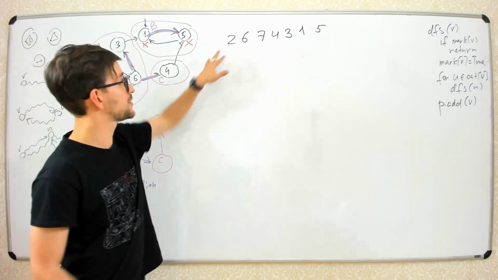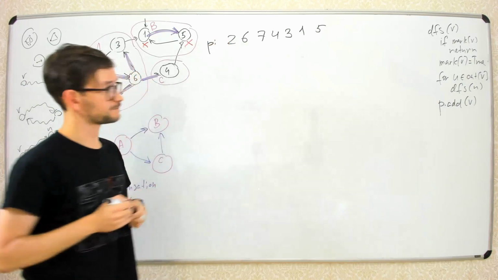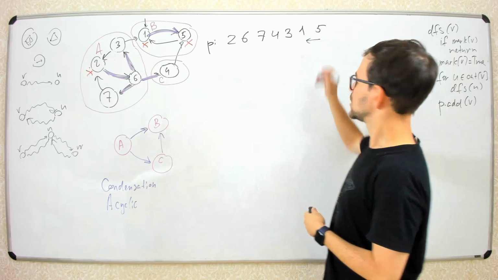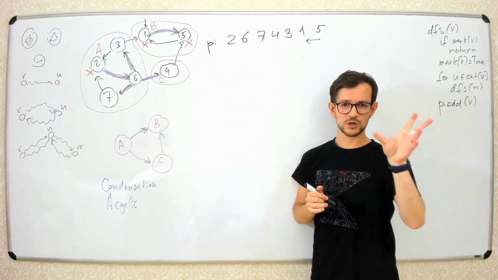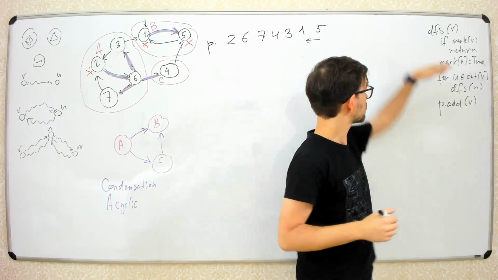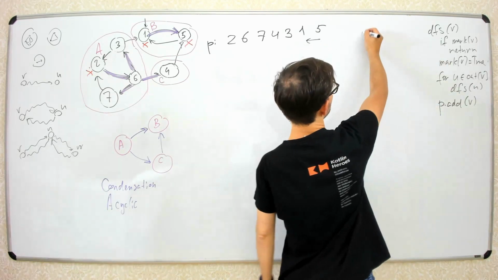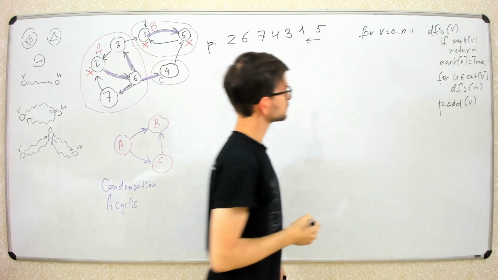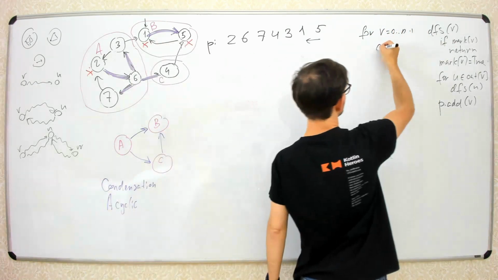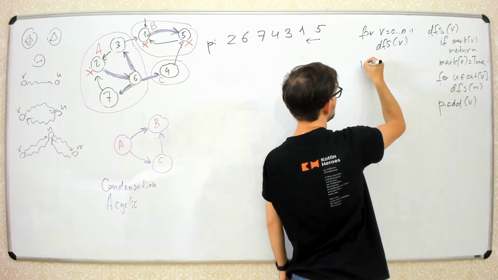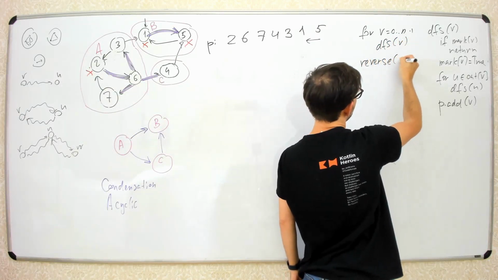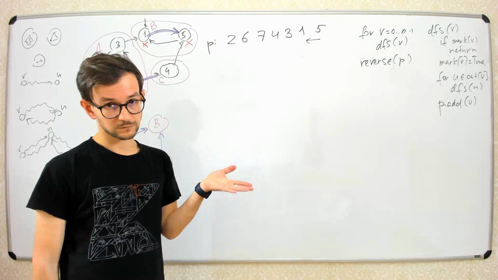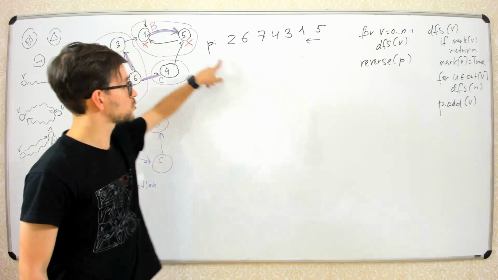Fine. So we have this array P. Again, I added to array P from right to left. If you have a vector, you need to just reverse this vector. So what's going on in your program? You iterate for all v from 0 to n minus 1, and just call this DFS for v, and in the end you reverse array P. So in the end you have this array.